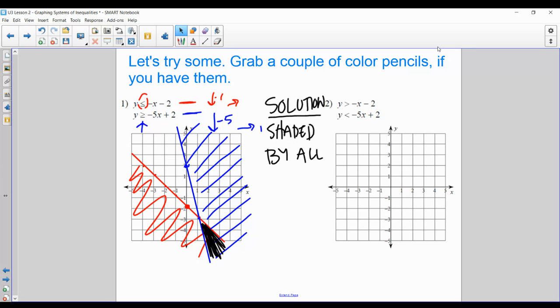Okay, so let me show you this. I'm going to take a green here, and the first one is just like we graphed before, y-intercept of -2, slope of -1, but this one just has a greater than, so I'm going to have a dashed line. I'm going to shade above that.